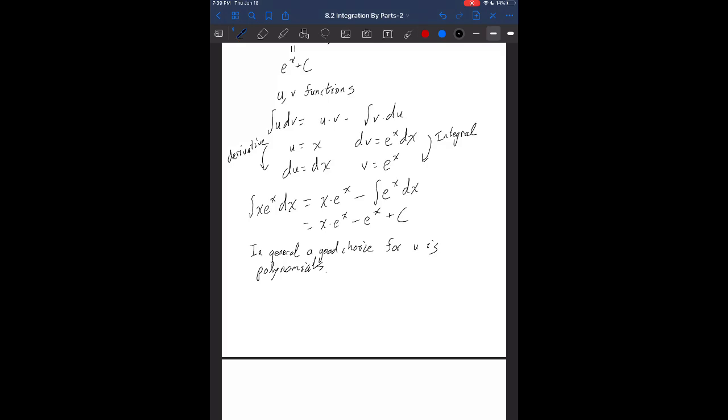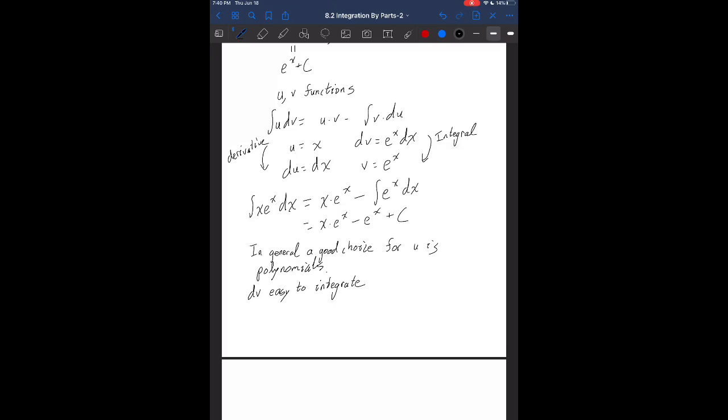We will talk about one example, the very last example actually in this lecture, where this is not going to be the case. But in general, that's a pretty good choice because we'll start taking derivatives and derivatives and derivatives, and eventually the polynomial will go away and we'll be left with a constant, which is much easier to deal with integrals of.